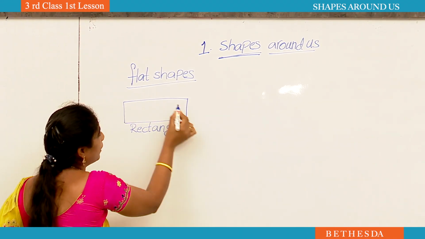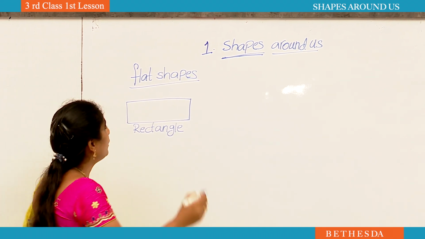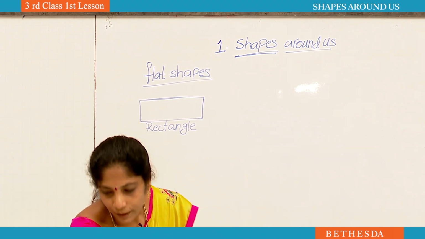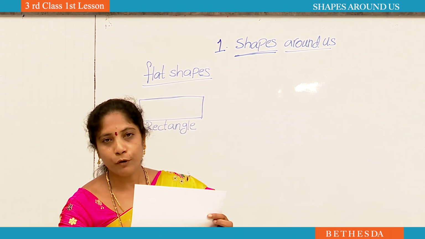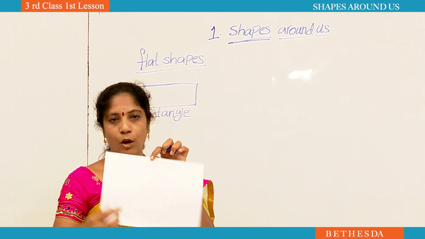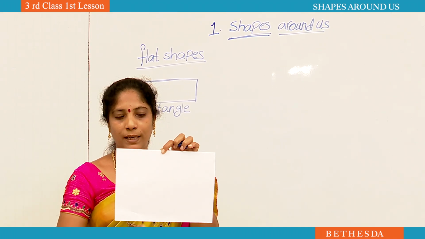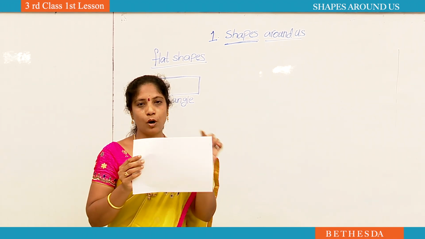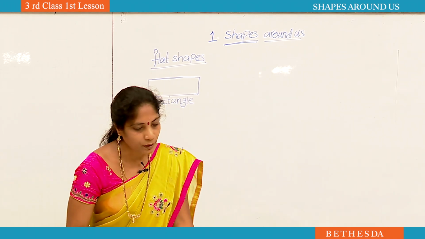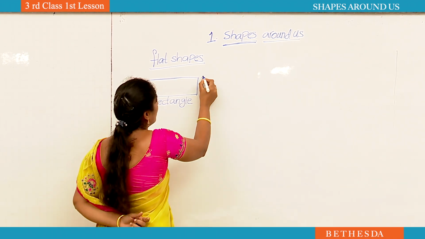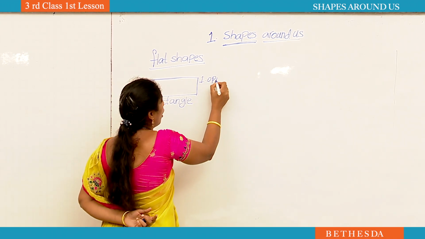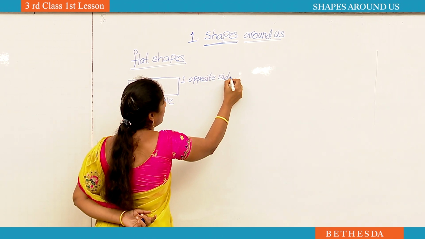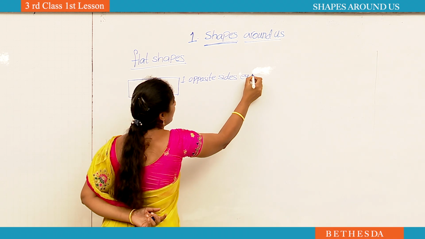How can you find out this rectangle? If you observe the rectangle, all of you can see here the flat shape rectangle. These opposite sides are equal, this side and this side. These two opposite sides are equal and these two opposite sides are equal. Then we can say this is a rectangle. First one is opposite sides are equal. In a rectangle, opposite sides are equal.